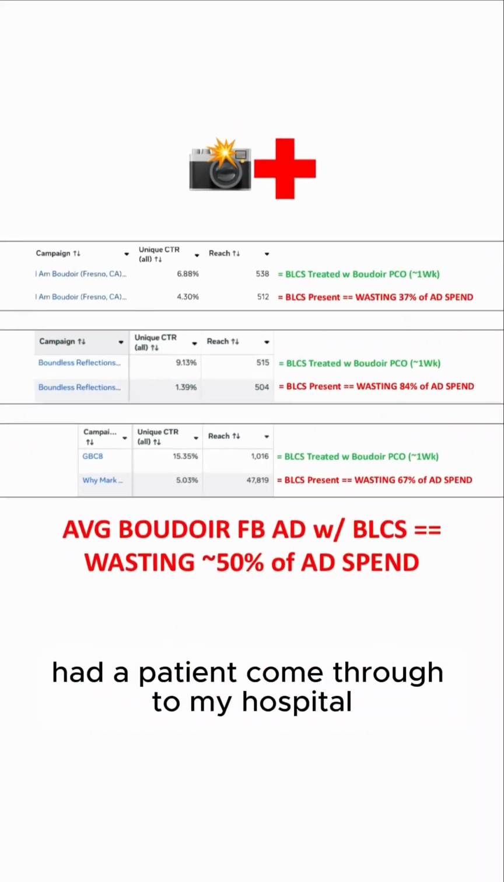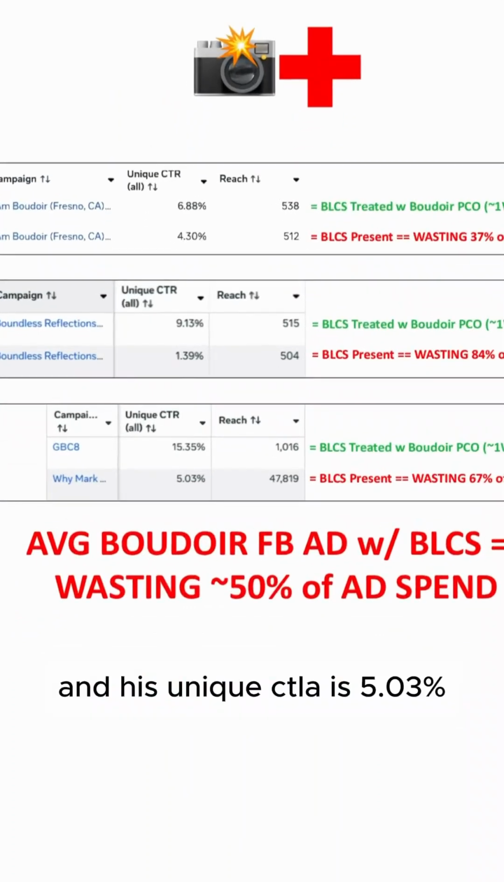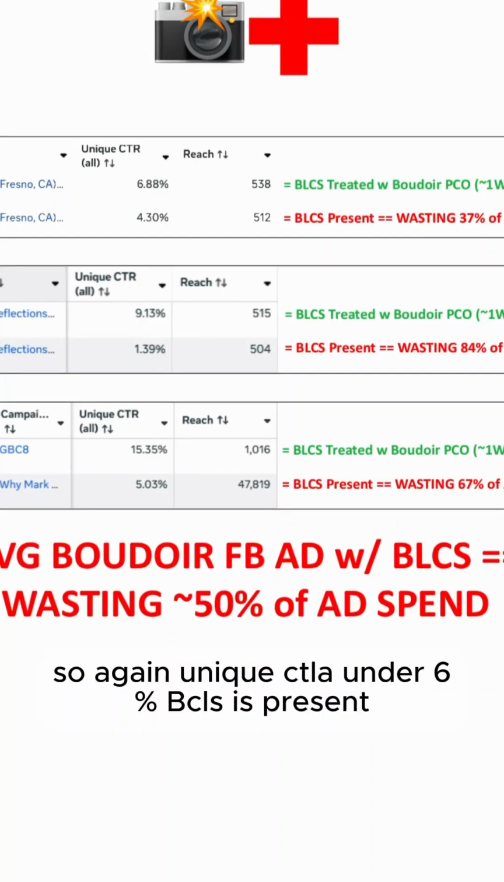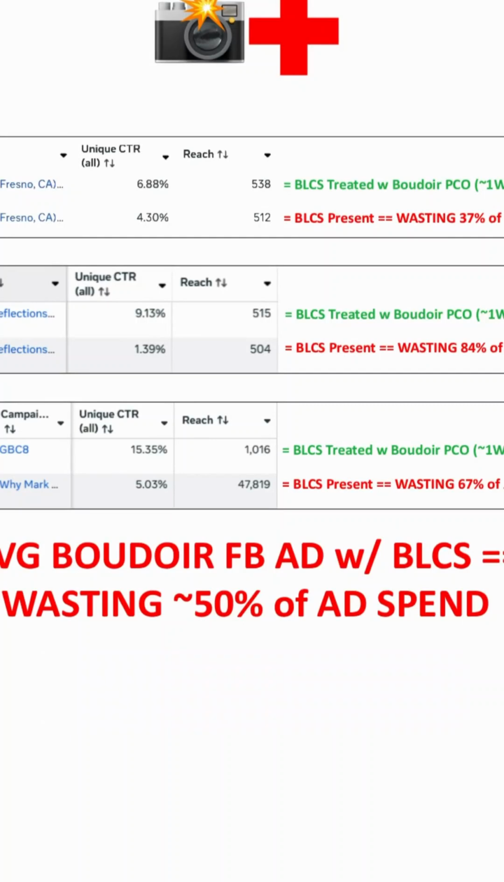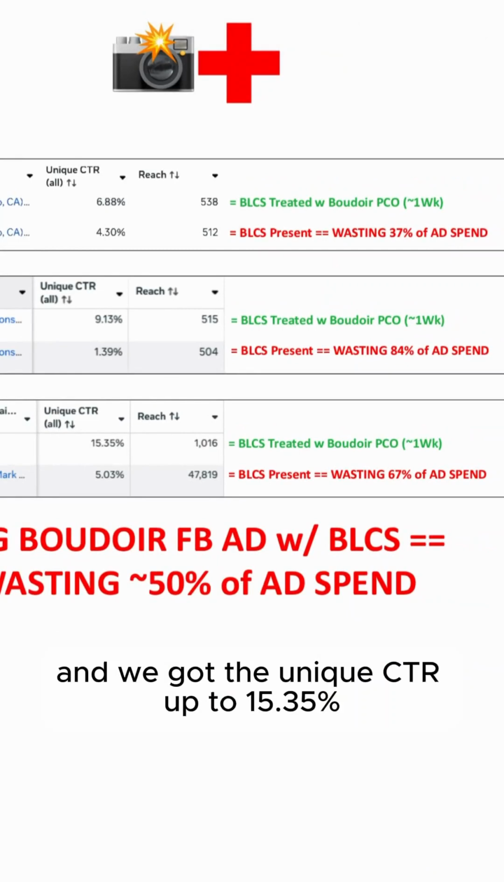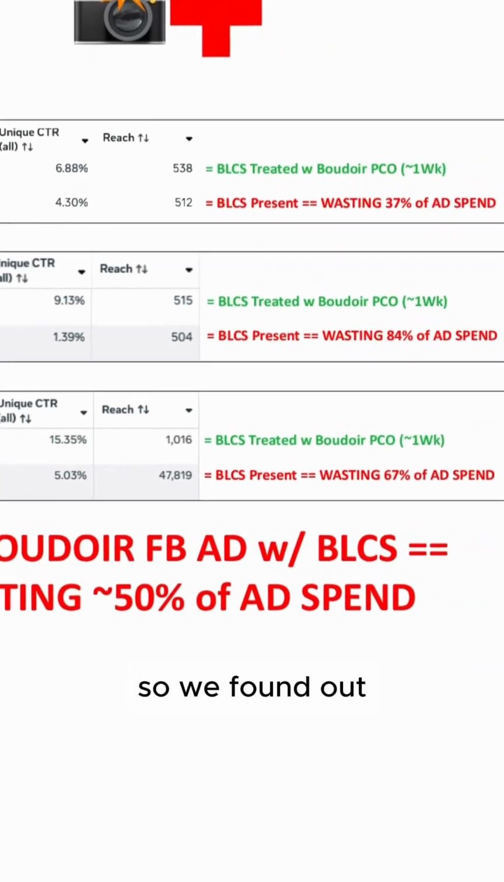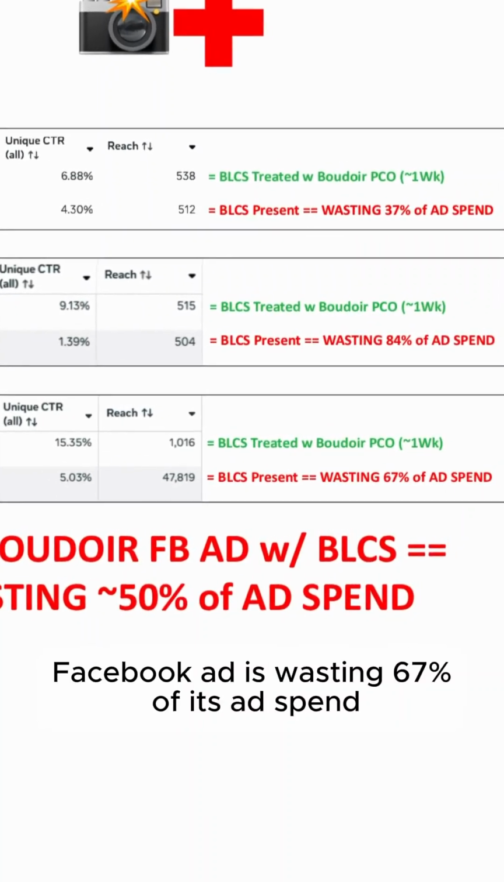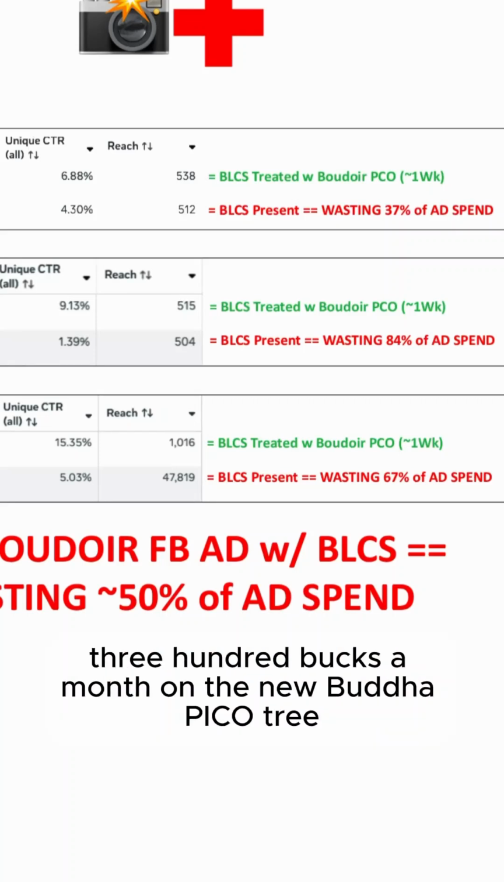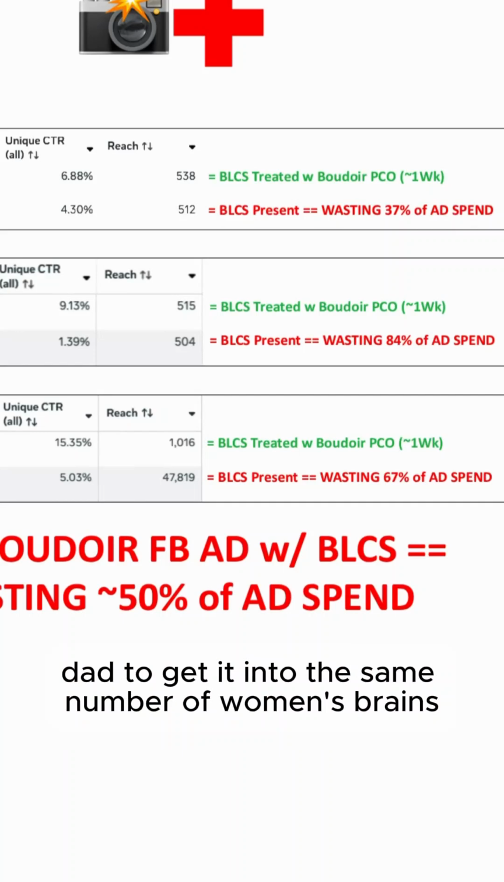Finally, we had a patient come through to my hospital, and his unique CTR is 5.03%. So again, unique CTR under 6%. BLCS is present. Boudoir low click syndrome. But we know what to do. We got the treatment, Boudoir Pico, takes about a week, and we got the unique CTR up to 15.35%. So we found out his original Boudoir Facebook ad is wasting 67% of its ad spend. So if you spend 10 grand a month on that original, you now only need to spend 3,300 bucks a month on the new Boudoir Pico treated ad to get it into the same number of women's brains.